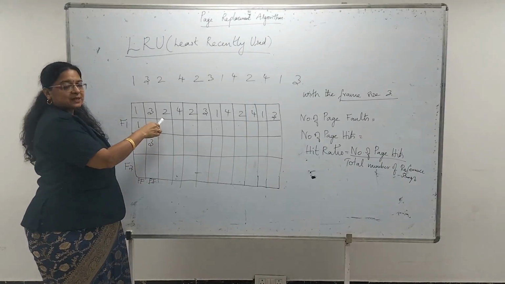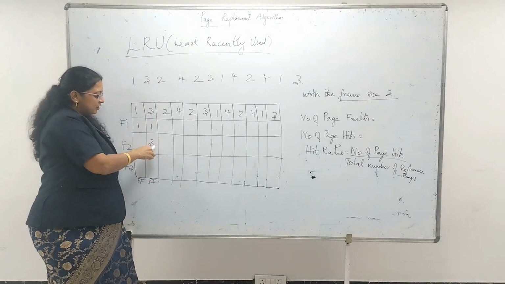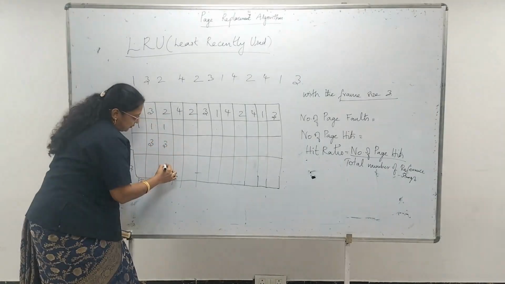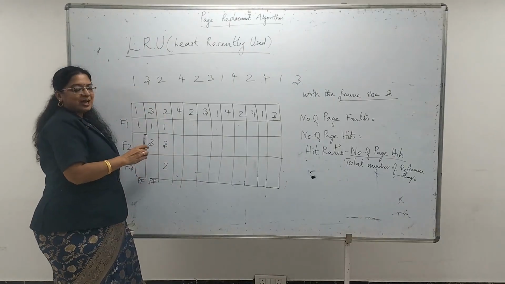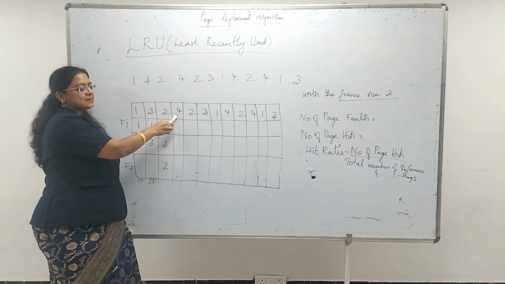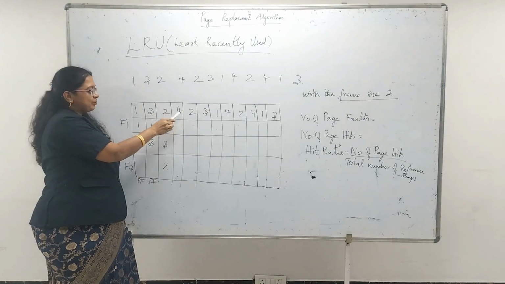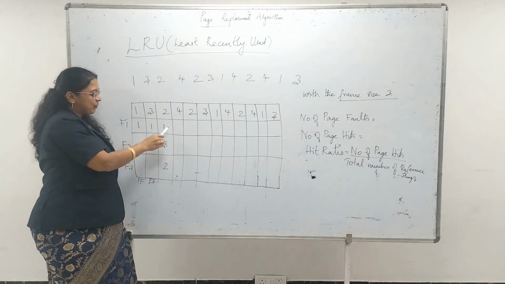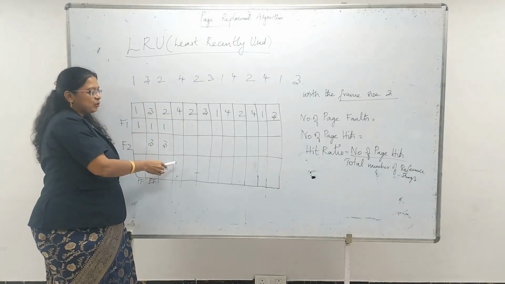Then you are going to insert 2 in your frame. Check whether 2 is present already. There is no 2, so 1, 3, 2. Now you check whether you need to insert 4. 4 is your next page. You need to check whether it is present in your frame or not. 1, 3, 2. There is no 4.